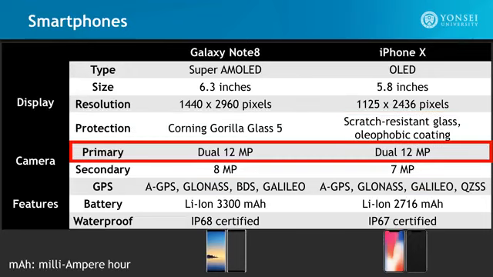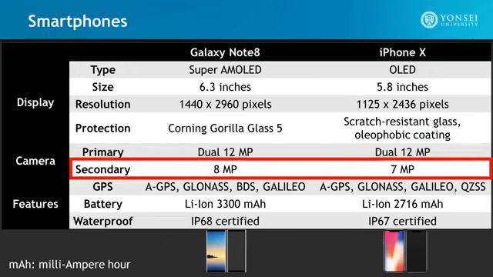Then for the camera, it has a dual 12 megapixel for the Galaxy Note 8, and for iPhone X, it'll use a dual 12 megapixel as well. So the primary camera, this is a camera on the backside of your smartphone. The one that you use for selfies, taking pictures of yourself, is a secondary one, and you can see the resolution right here. For the Galaxy Note 8, it's an 8 megapixel one. For iPhone X, it's a 7 megapixel one.